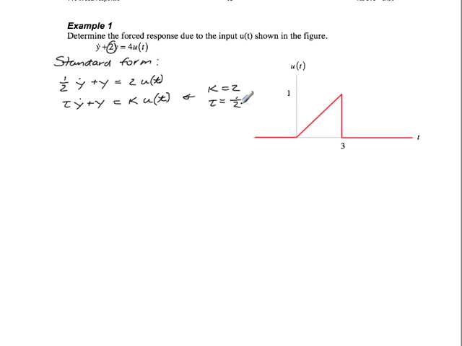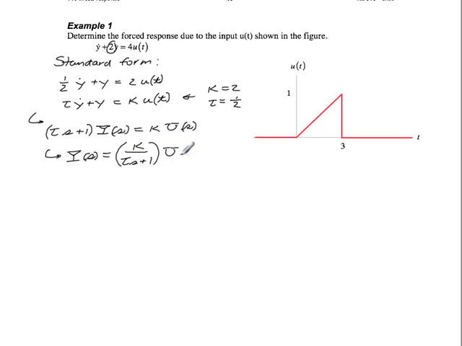So what we will do here is transform our differential equation. We get tau s plus 1 times y of s, again for 0 initial conditions because we're looking for the forced response. That's equal to k u of s. Therefore y of s is equal to k divided by tau s plus 1, our transfer function, times the transformed input, u of s.